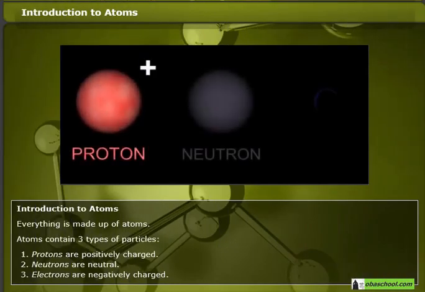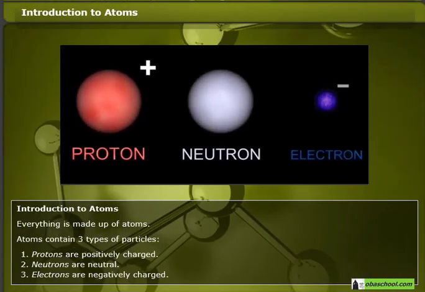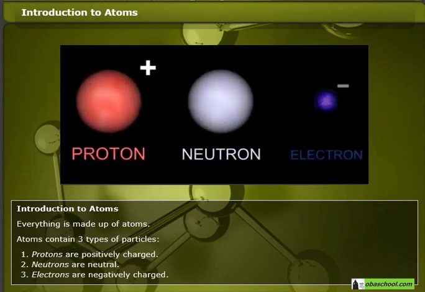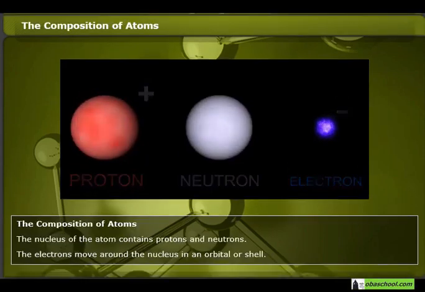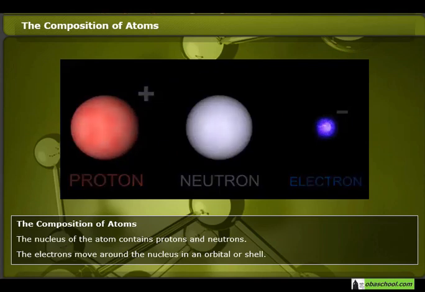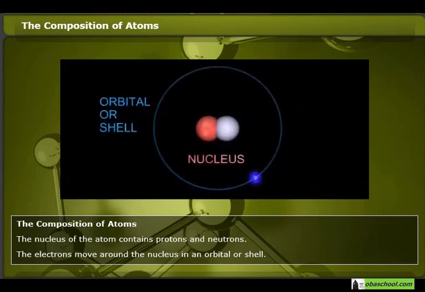Everything is made up of atoms. Atoms contain three types of particles. Protons are positively charged. Neutrons are neutral. Electrons are negatively charged. The nucleus of the atom contains protons and neutrons. The electrons move around the nucleus in an orbital or shell.